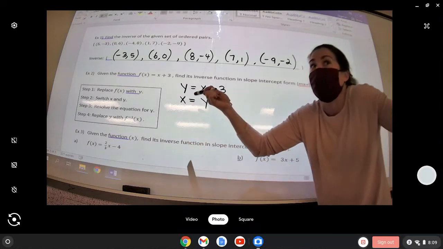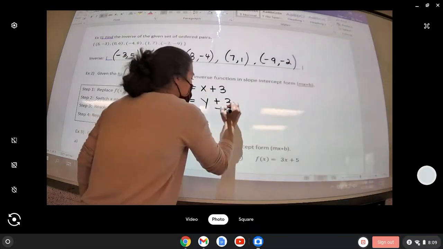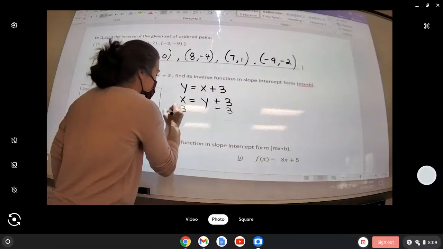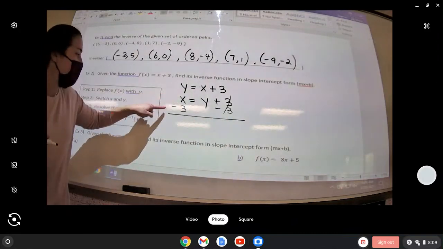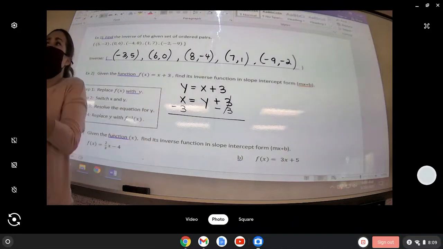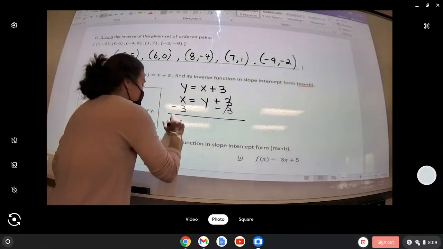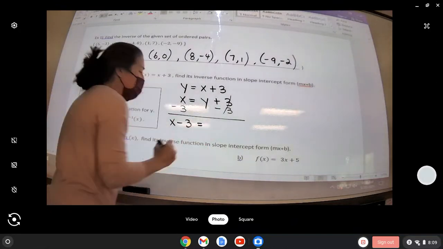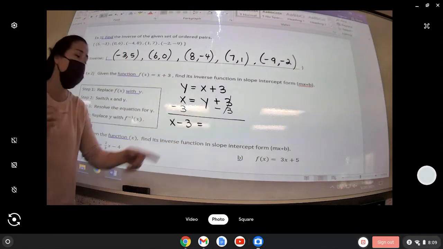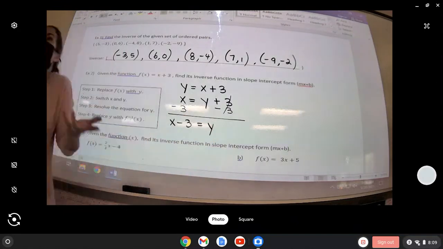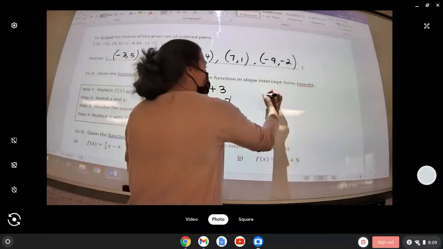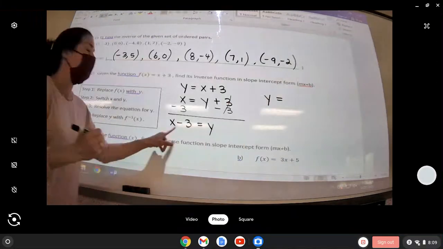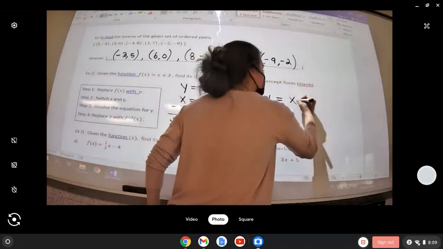Just subtract it. So we're going to minus 3 to the other side. All right, and then we're going to have x subtract 3. They're not like terms, so keep them separate. X subtract 3 equals, what's left on this side? Y. So we did it. Let's just rewrite it with y on the left side. So let's rewrite it as y equals x minus 3.